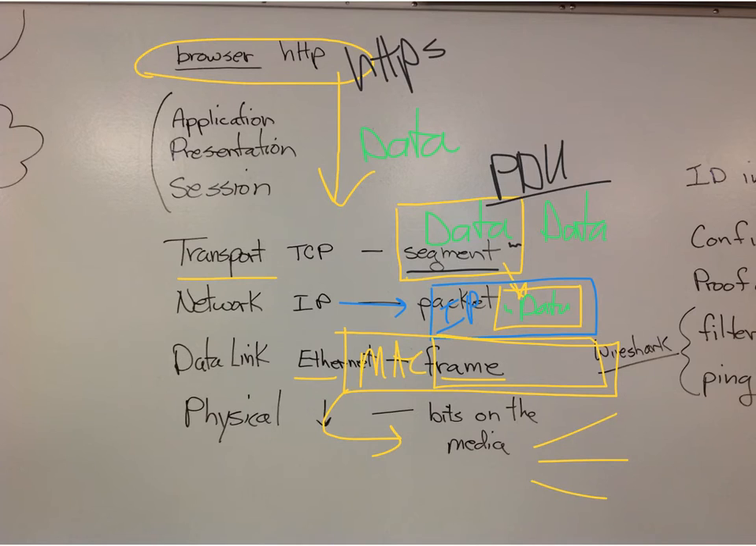When it gets to the other end, it goes up the other way, and the different parts that were encapsulated are taken off until all of a sudden the data is back up here, the URL. And then the web server responds, and it reverses it. It comes down, it goes back over to your computer, unicast.